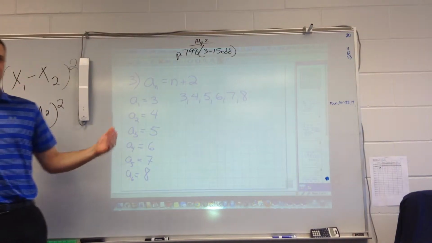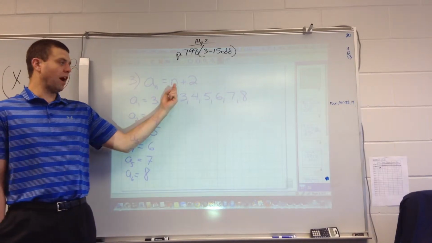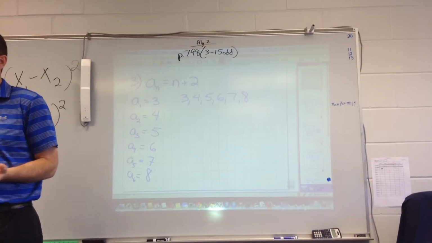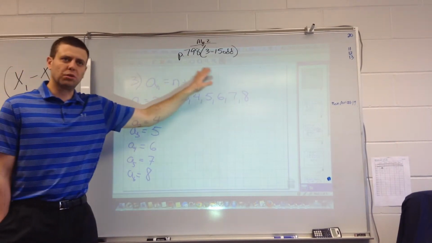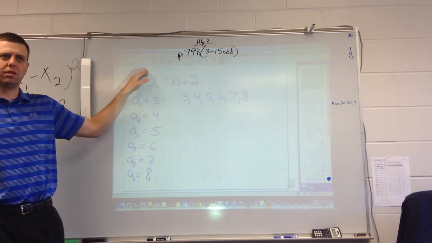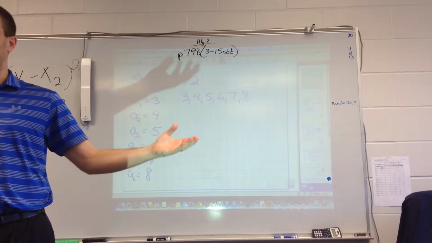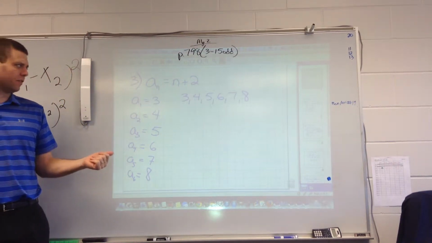So if you want to find the 500th term in this sequence, you plug in 500 right here, and what is the 500th term in this sequence? 502, right? Because 500 plus 2 would make 502. So that's what's nice about having the rule, is you can find any term in the sequence that you want to. All they wanted you to do was find the first 6.